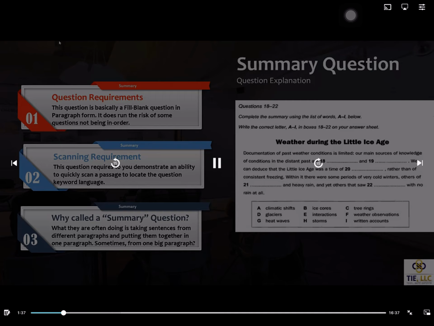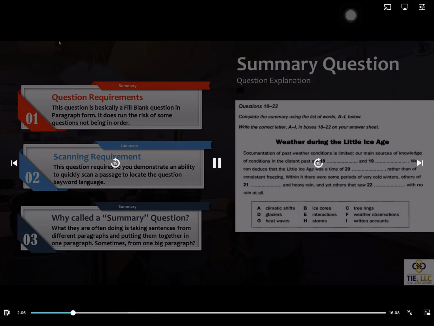Now, there is a scanning requirement, just like in a normal fill-in-the-blank question, where you have to look at the keywords in the question, go to the reading passage, scan and find the matching sentence, and pull out your answer choices. However, you always want to keep in mind that there's the risk of the sentences or questions not going in order. So it's possible you might find the information for number 20 before you find the information for numbers 18 or 19.